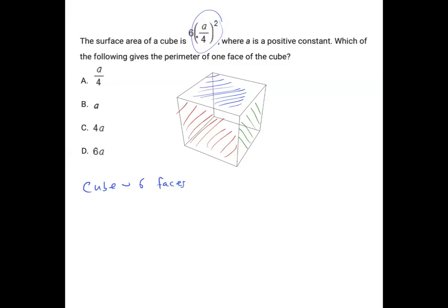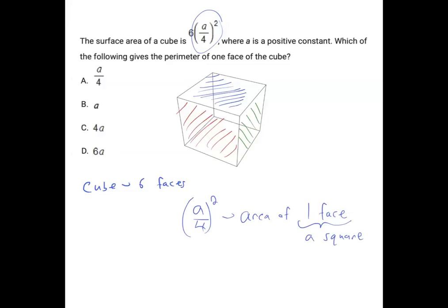So there are 6 identical faces and they all have an area of (a/4) squared. So we're going to assume that (a/4) squared represents the area of one face. Now, what is one face of a cube? It's a square.